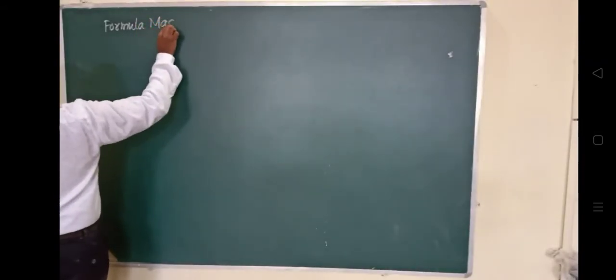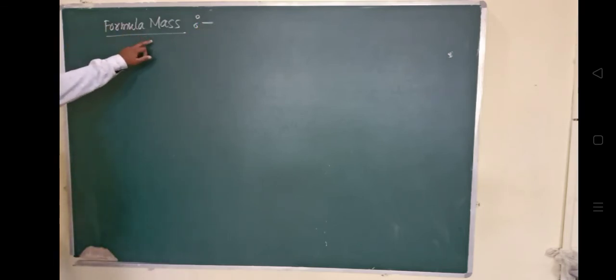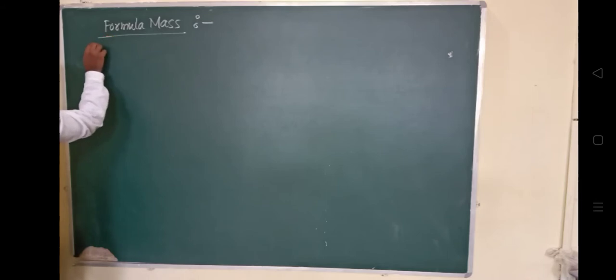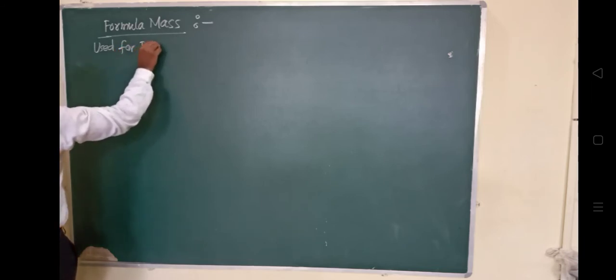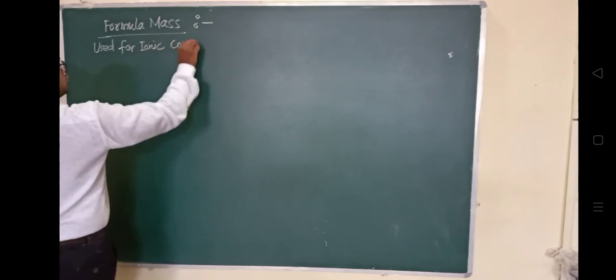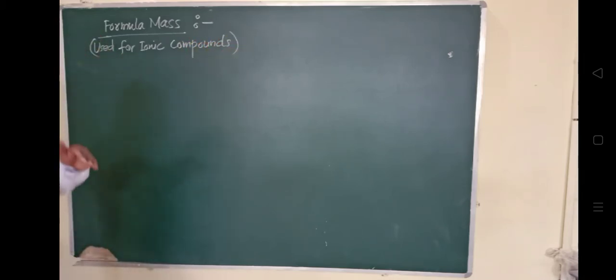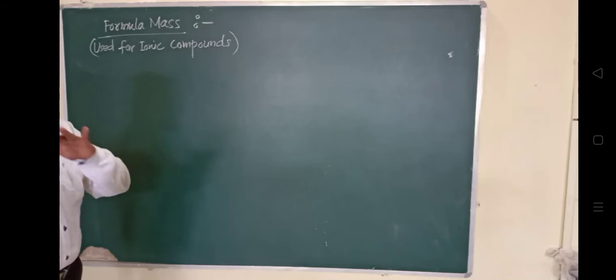Formula mass, as the name is given, formula mass. This term is used for ionic compounds. Those are ionic compounds. So the rest of the procedure for calculating its mass is the same as that of molecular mass.